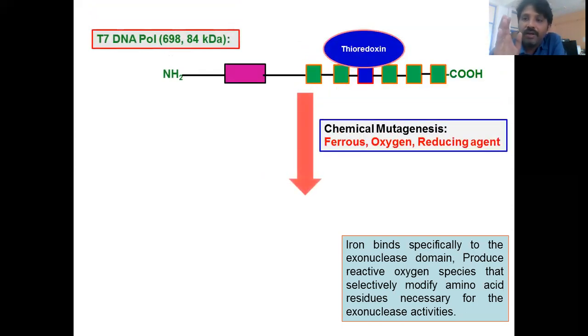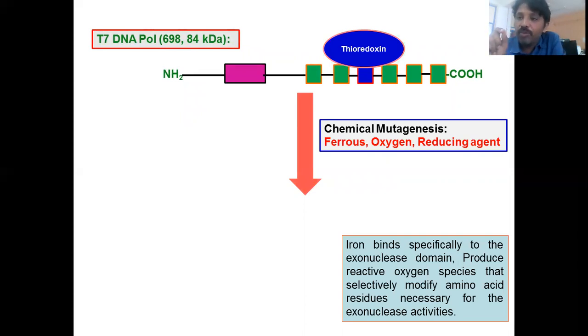So when T7 DNA polymerase is incubated with iron, oxygen, and a reducing agent, that's an oxidizing environment. In that condition, iron can bind with the exonuclease activity domain and modifies the amino acids in the catalytic region, and once it is modified, then the activity is inactivated.